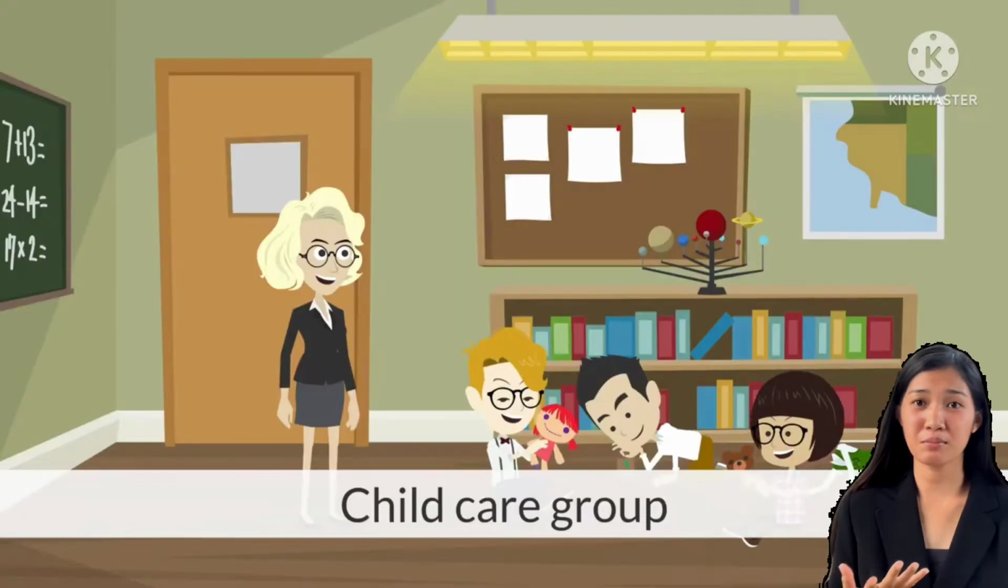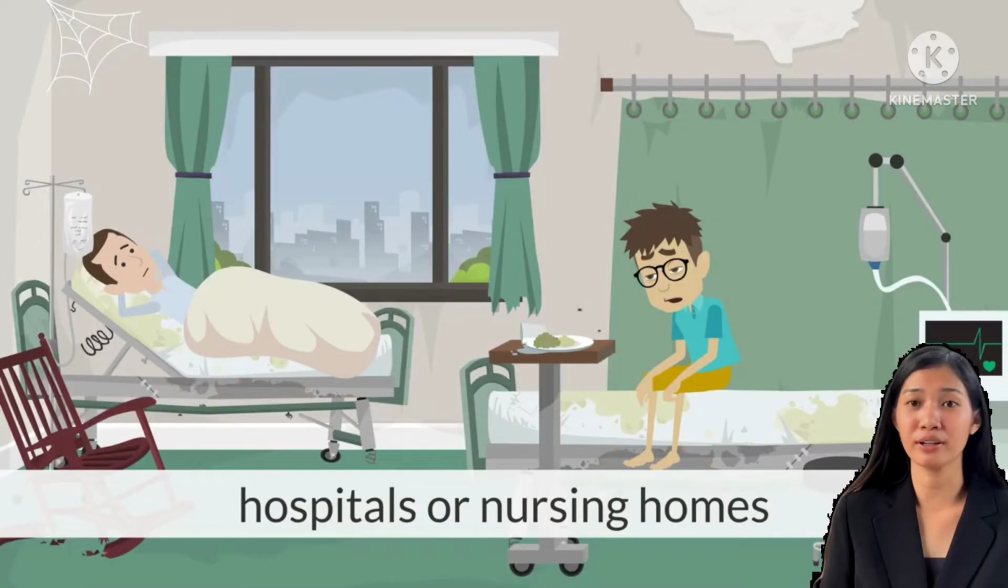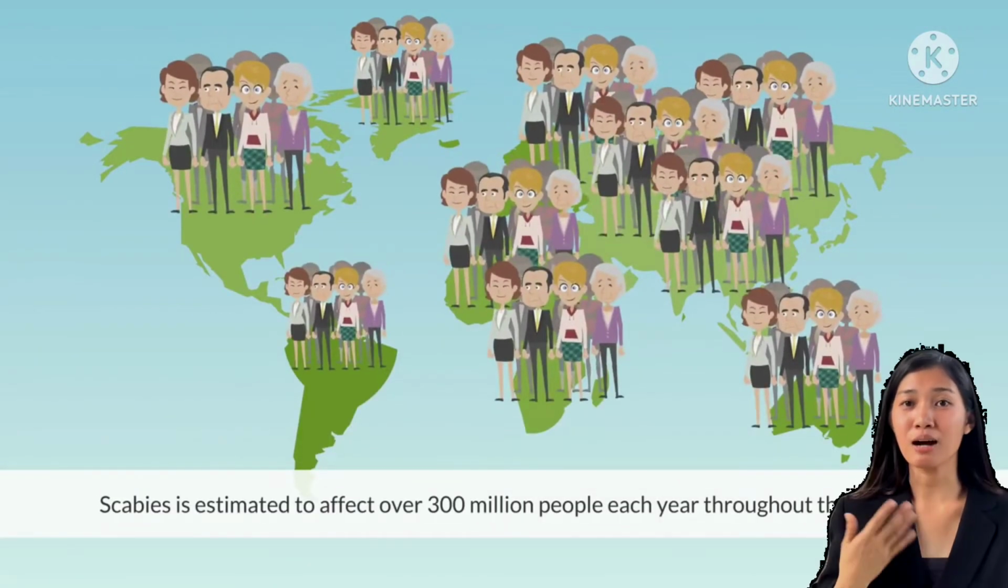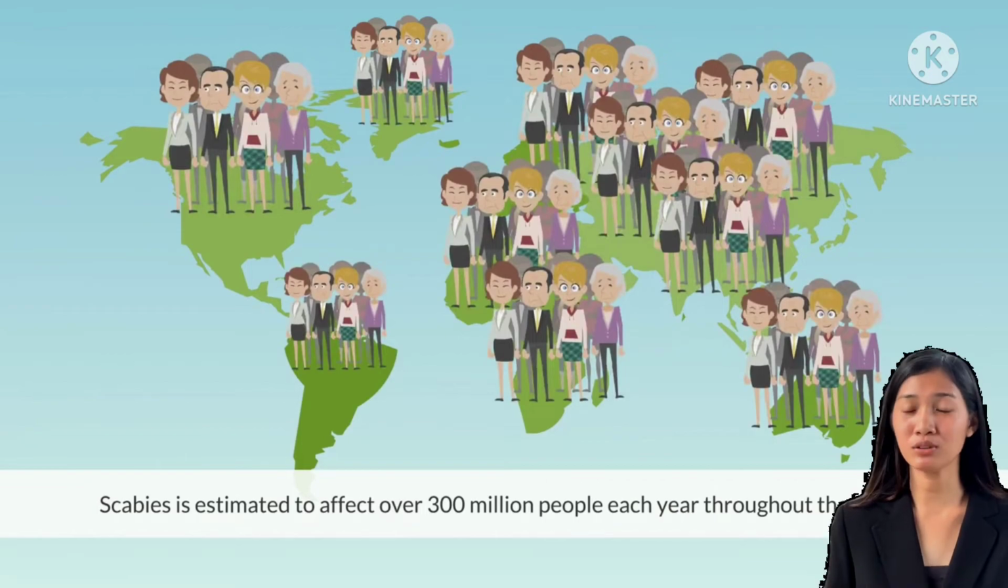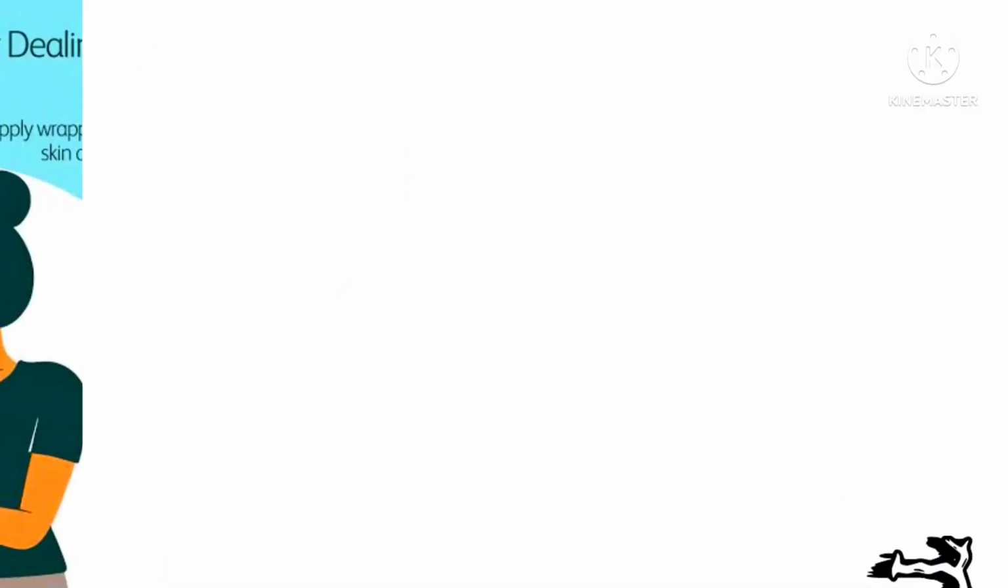It is estimated to affect over 300 million people each year throughout the world, and it can affect people of all ages, races, and genders. A more severe case is crusted scabies, which typically occurs in people with a weakened immune system.